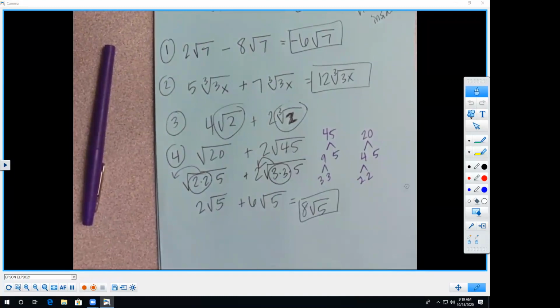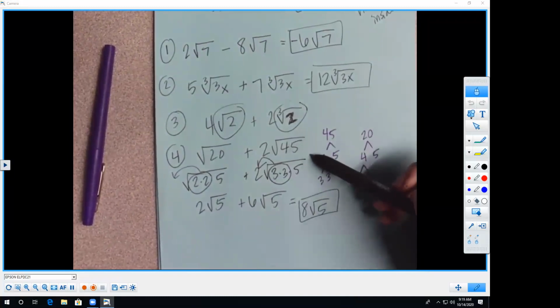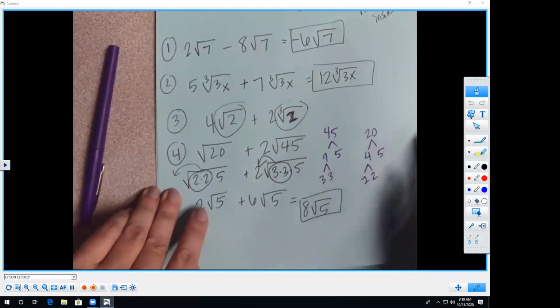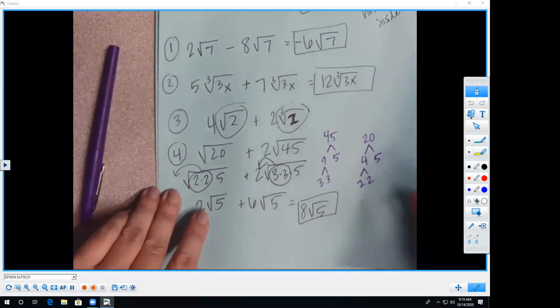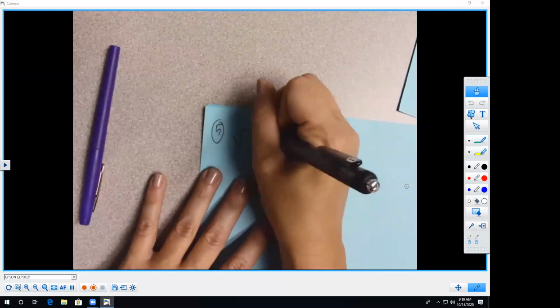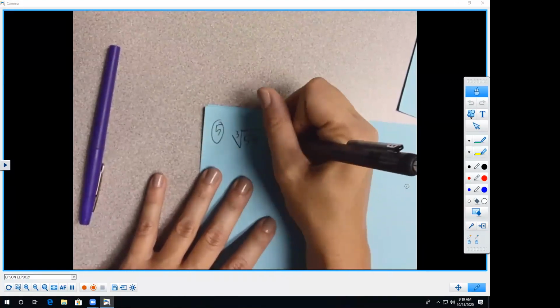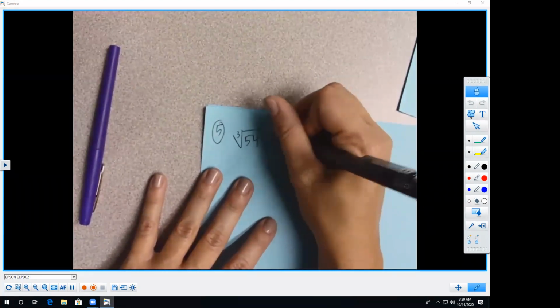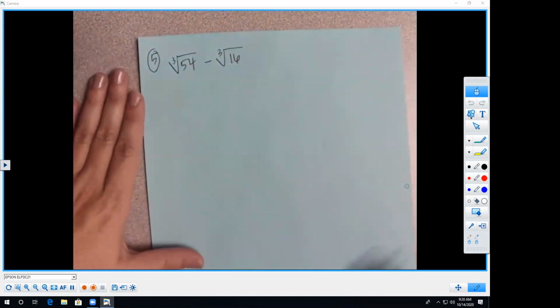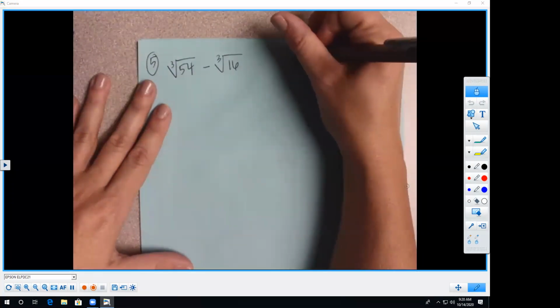So most of the time when you have these problems, it's going to be 2 things that you need to break down, and then they're probably going to match once you break them down. And then you can add them together. Let's do a few more like that. Let's do number 5. Let's do the cube root of 54 minus the cube root of 16. So take a second and break those down.